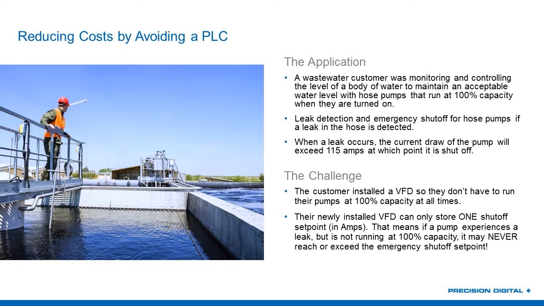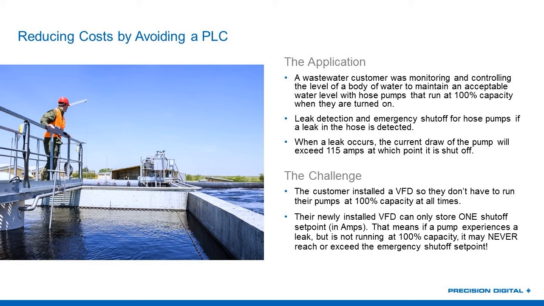Now, what would happen is if there was a hole in one of these hose pumps or one of the hoses of the hose pumps, the current would spike phenomenally high. And in this case, it would go up to 115 amps. And so what that did was it would turn the pump off and it would let the operator know, hey, we have a leak. We need to fix this hose so we don't damage the pumps and whatnot.